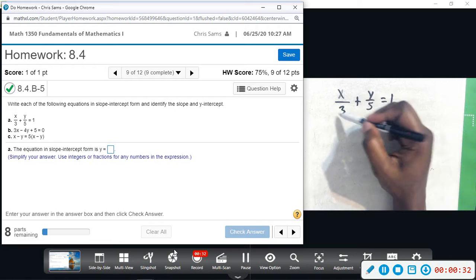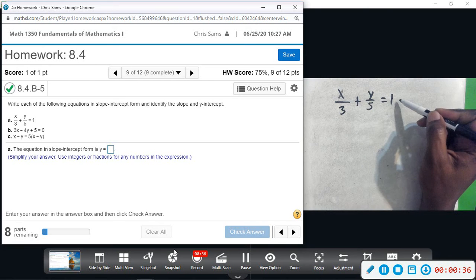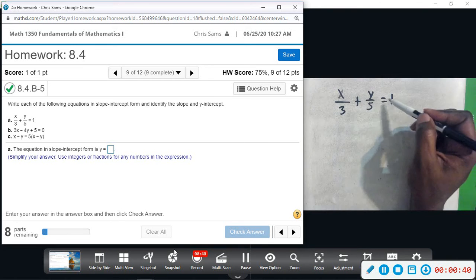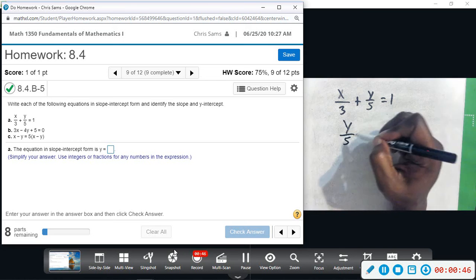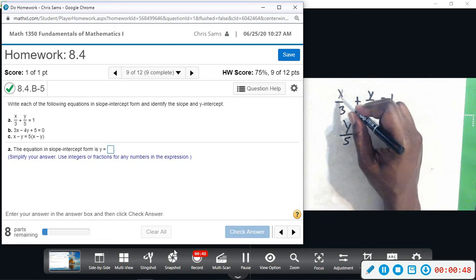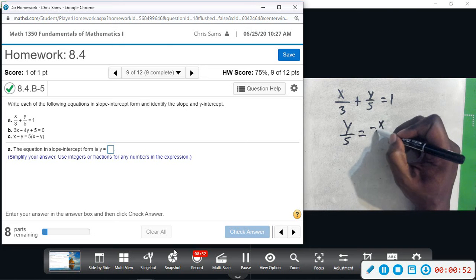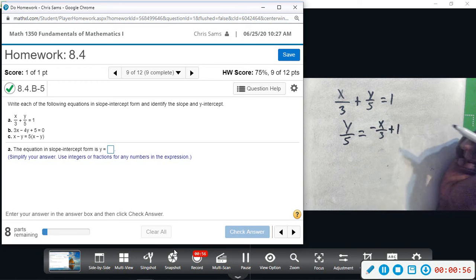So that means I need to get rid of this term. And I do that by moving it to the other side of the equal sign. And if you move something, you just simply change the sign. So I'm going to bring down the y over 5. Bring down my equal sign. This is going to get moved over. So now it's negative x over 3. And the 1 is still here, and it was positive, so plus 1.